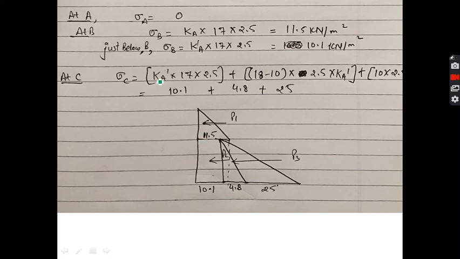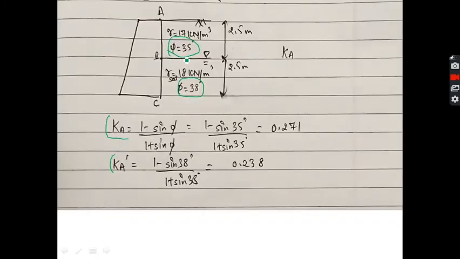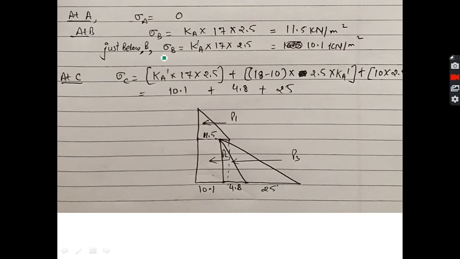So we will repeat the question. At this point the stress will be 0. At this point the stress will be K into 17 into 12.5. Ka is calculated as 0.271. But note that at point B we will have two values, because here the value of phi is 35, here the value is 38. So we will calculate two values, just below and just above. That's why we get one triangle, this is 11.5, and one shorter line which is 10.1 at point B, because of the different Ka.